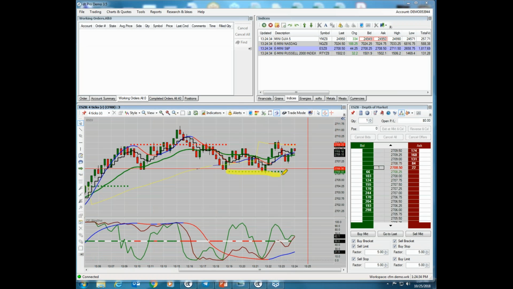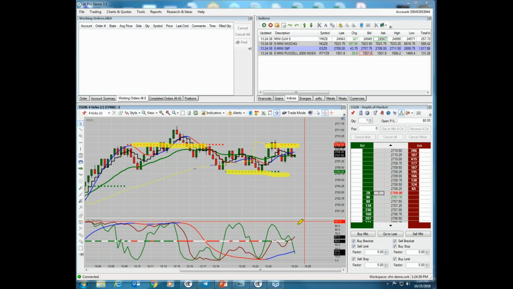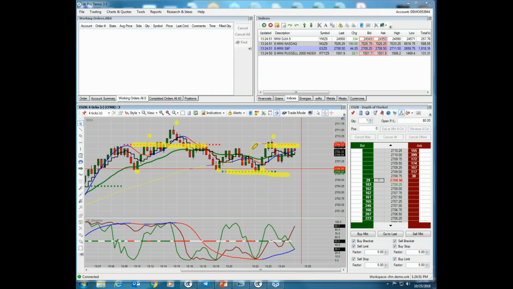If you're not sure, dynamic support, dynamic resistance are side by side. Support here, support here, support here. Resistance here, and we have a marginal high here. This is in a chop fest right now. So the S&P right now, we're not going to touch.